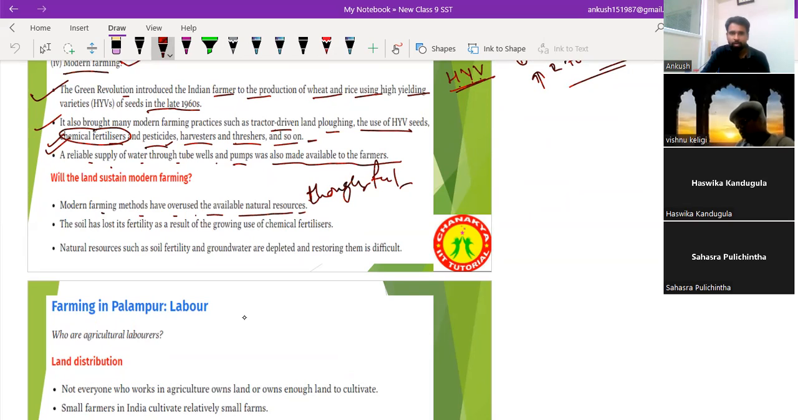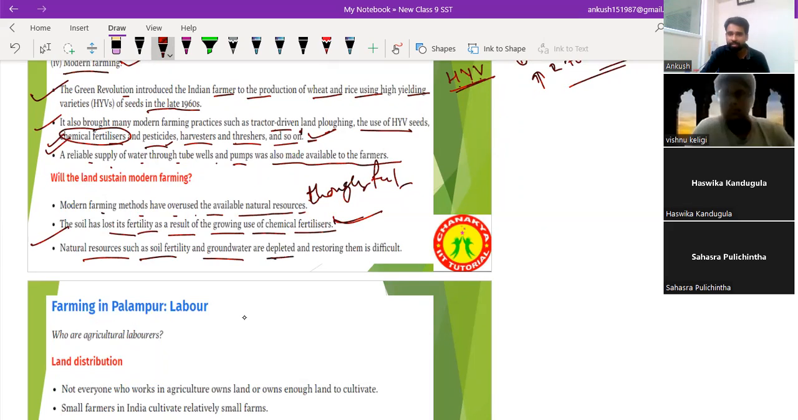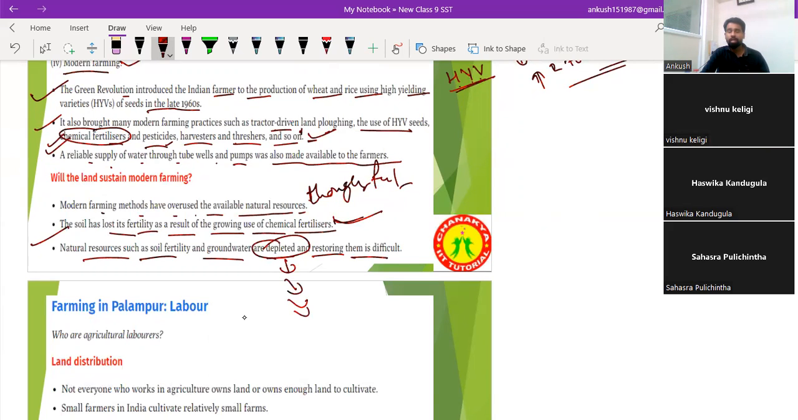This is the way. The soil has lost its fertility as a result of the growing use of chemicals and fertilizers. What I discussed over here in this point, the things are given under this heading. The land is losing its fertility due to the overuse of chemicals, fertilizers, and pesticides. Natural resources such as soil fertility and groundwater are depleted, and restoring them is difficult. Depleted means they are going deep.